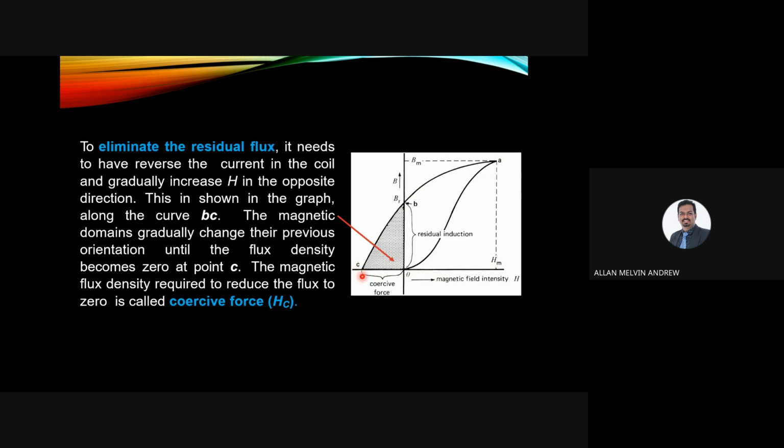At this point, the magnitude of the field required to reduce the flux to zero is called the coercive force. So this is the coercive force that we want to find. The value here is the coercive force required to reduce the flux to zero.